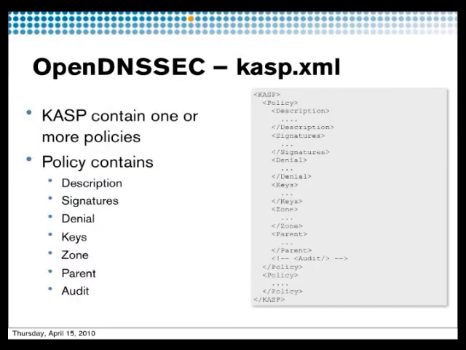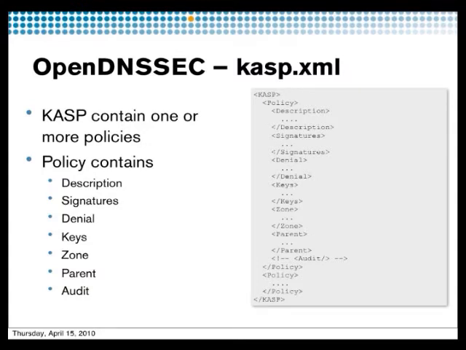But here essentially we have all the information that we want to have for the policy. But it's divided up into different parts. We have one part about the signatures, another part about the NSEC and NSEC3s, one part about your keys, some information about your zone, and also about your parent.